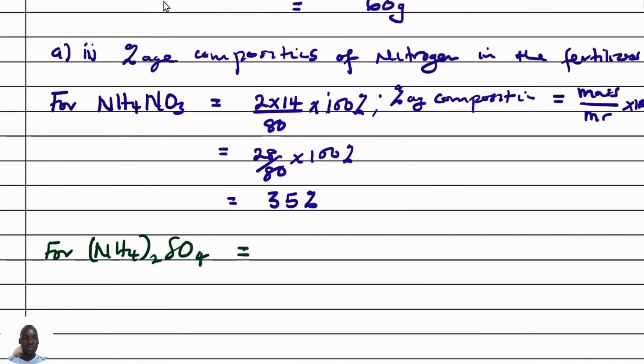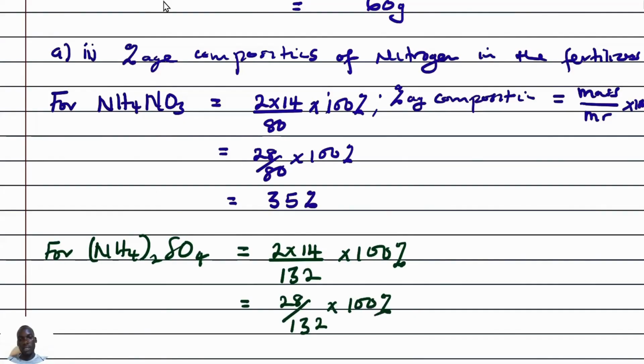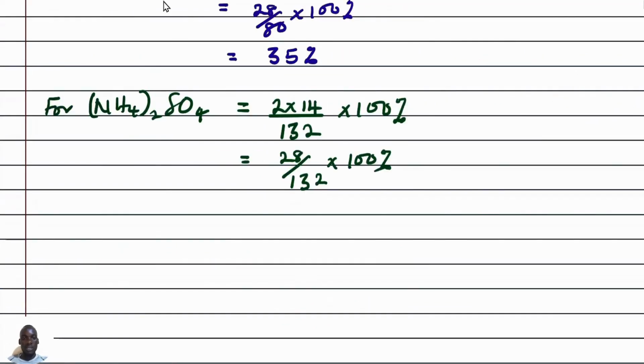So this is equal to, still we have 2 atoms of nitrogen multiplied by the gram of nitrogen divided by the molecular mass of ammonium sulfate, which was 132, then multiplied by 100%. So this is the same as having 28 divided by 132 multiplied by 100%. As I press the calculator, I'm getting 21.2%, and it is correct to 1 dp.